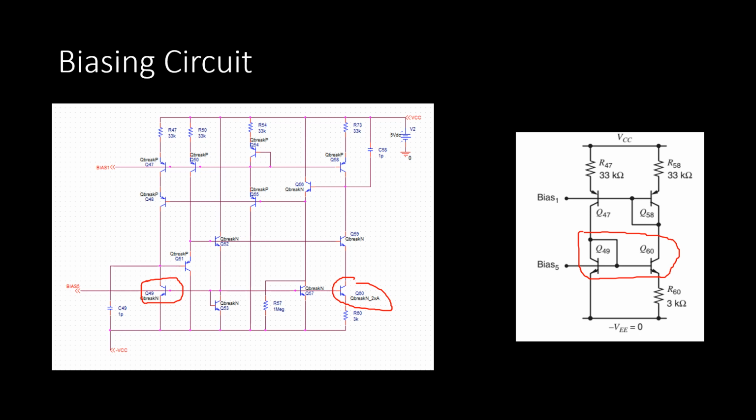Q60 needed an emitter area that was twice as large as Q49. To achieve this, the saturation current was simply multiplied by 2.